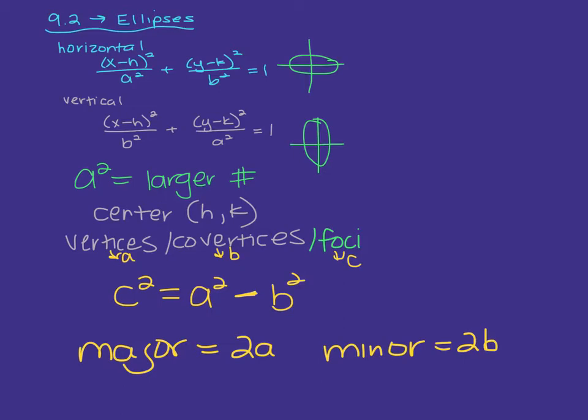The x, like, always go first, you mean? It doesn't really matter because it's a plus, as long as the bigger number's under the correct one, as long as the a is under the major axis. So if you're creating the equation, the order doesn't really matter because it's a plus.